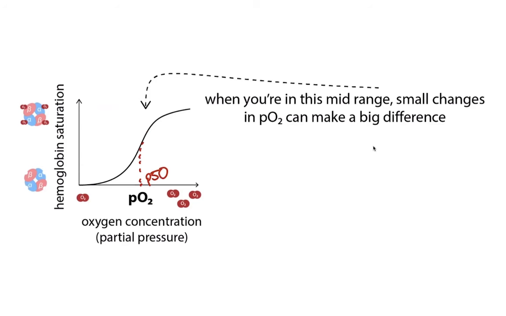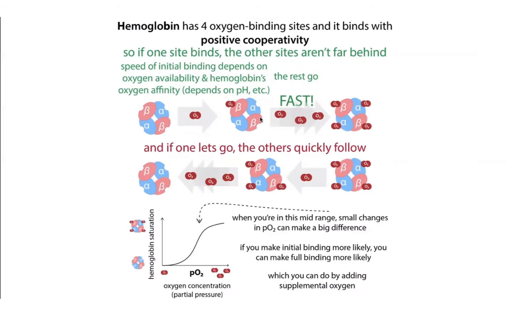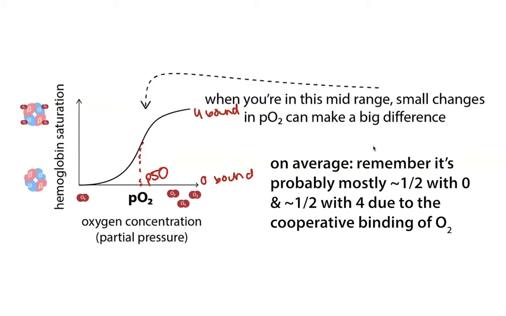So remember, this is sites. So it would be like 4 sites bound, and down here, you would have 0 bound. Remember that because one site binding influences the next site's binding, you're going to have more of the ones with none or more of the ones with all, but less of the ones with the intermediate. So you're going to get a mix though. So when you have a sigmoidal curve like this, one of the consequences is that when you're in the mid-range, small differences in the PO2 can make a really big difference.